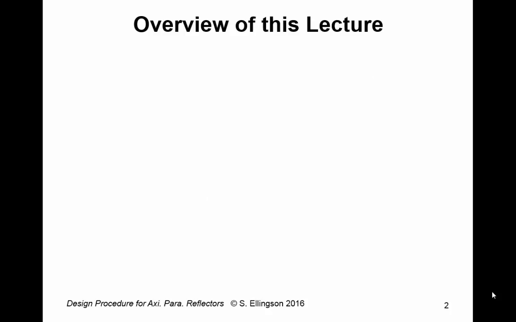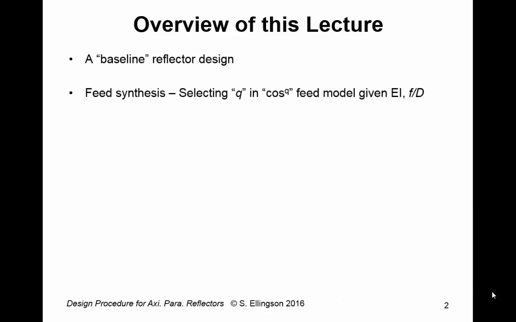Here's an overview of this lecture. First, I'll present a baseline reflector design. The purpose of a baseline is to have a known good design from which one can iterate to find the design that satisfies the specific requirements. Then, feed synthesis. I'll talk about how to go about selecting the Q in a cosine raised to the Q feed model. And this is possible given the edge illumination and the F over D. Then the design procedure. And I'll follow that up with a very simple example to demonstrate how the procedure works.